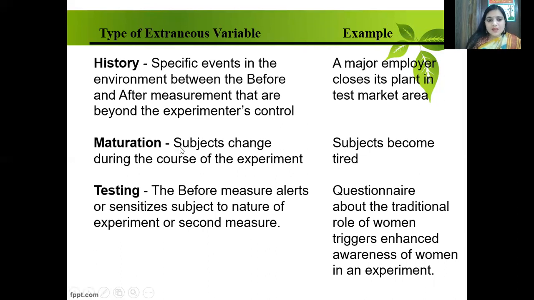Then maturation. Subjects change during the course of the experiment. This can actually happen because of two reasons. Subjects become tired, or maybe they become more knowledgeable. So they will be experiencing different things in that particular time period, and they will be replying differently because of their own experience, not because of your pre-test and post-test experiment. So sometimes it is because people have changed over time. That is also called the process of maturation. This effect also comes up.